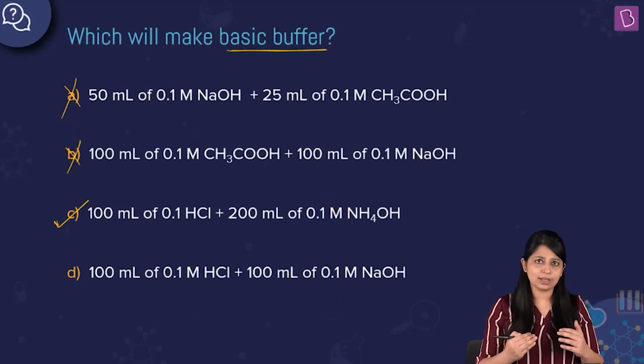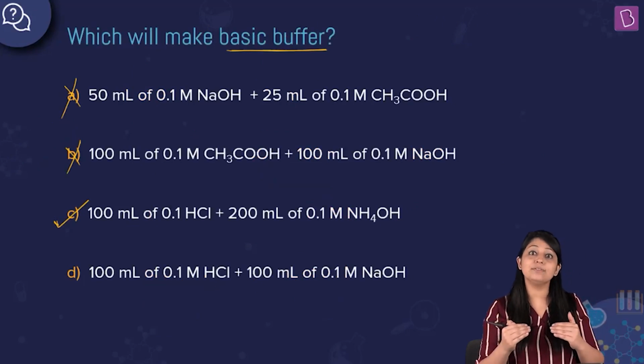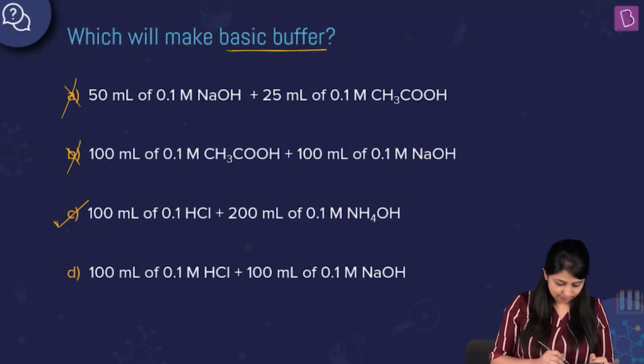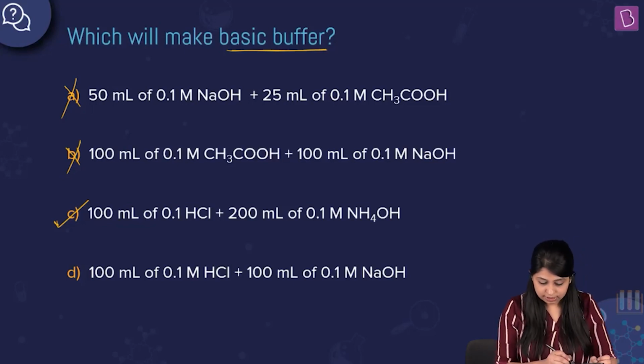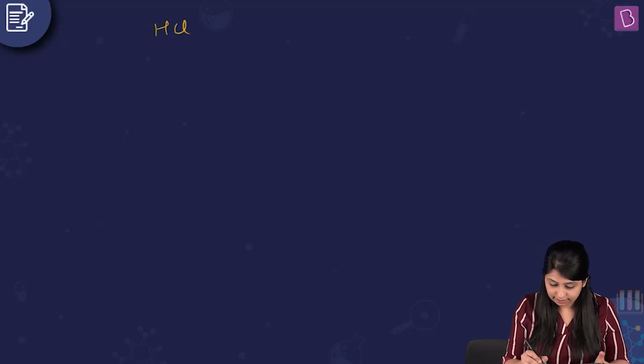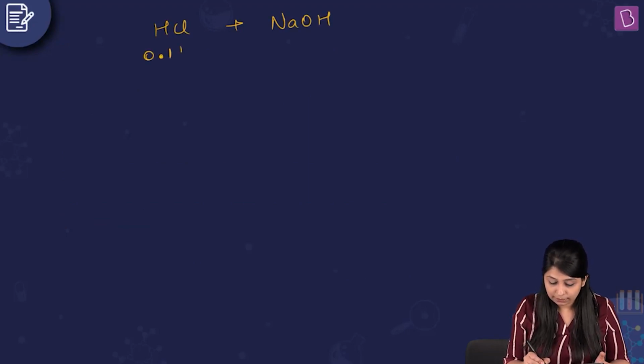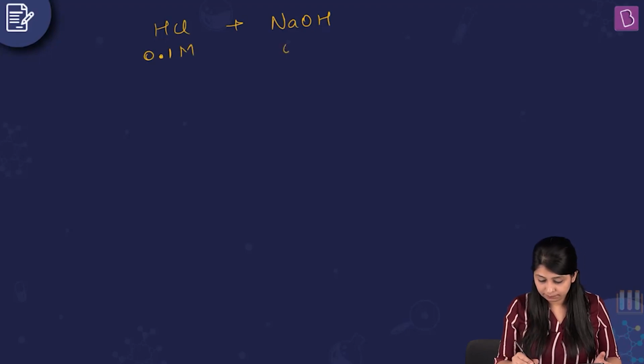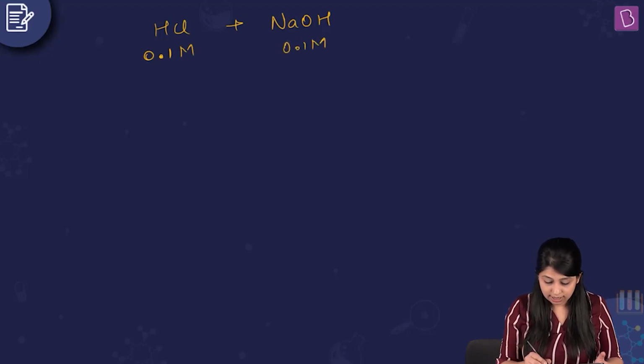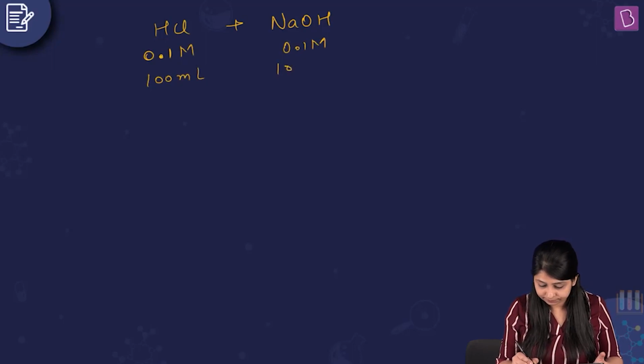But however, let's have a look at the fourth option as well. Okay. So what does the fourth option say? Just a second, I'm just finding the correct slide to put it at. Okay, so the fourth option is the reaction of what? HCl and NaOH. Right? And we have been given what? 0.1 molar HCl, 0.1 molar NaOH, and 100 ml of both.